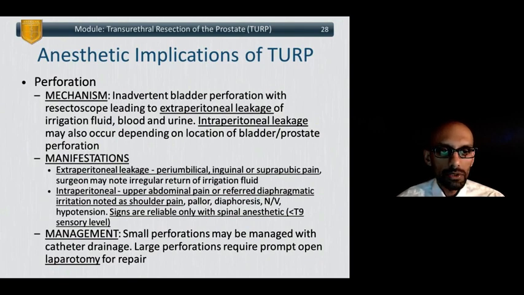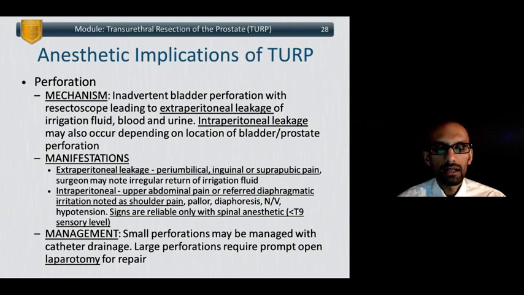So prostatic perforation can be an issue during these procedures as well. Inadvertent bladder perforation with the resectoscope can lead to extraperitoneal leakage of irrigation fluid. And intraperitoneal leakage may also occur depending on the location of where the perforation is. So extraperitoneal leakage results in pain around the umbilical area, inguinal area, or suprapubic area. And the surgeon may note an irregular return of the irrigation fluid.